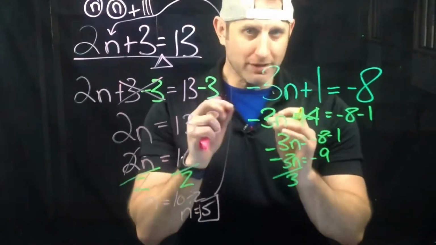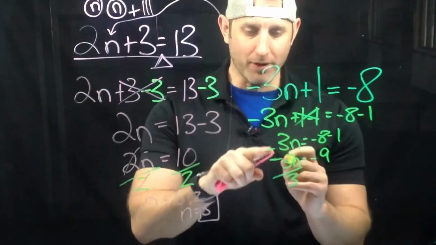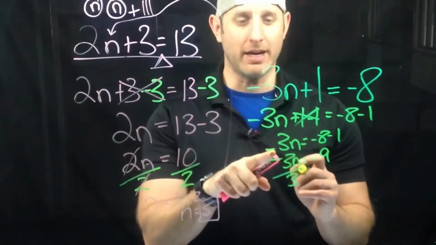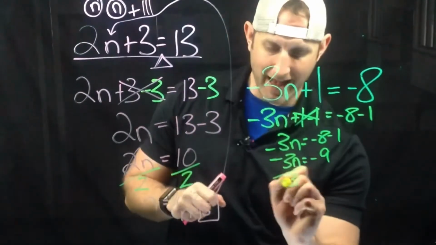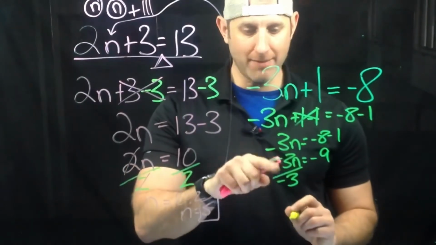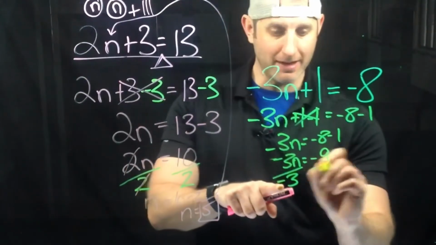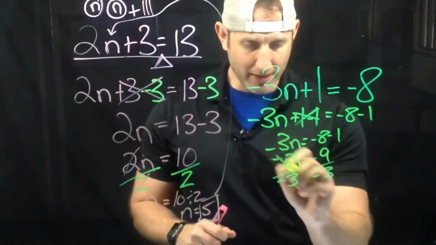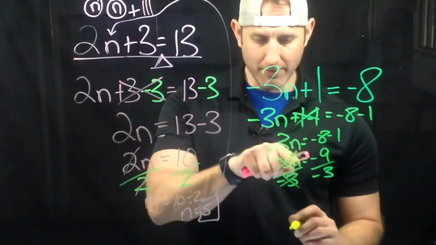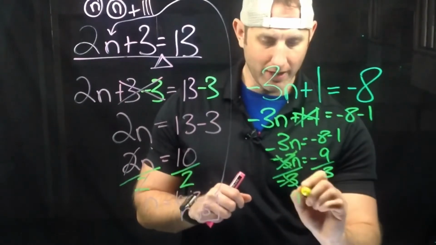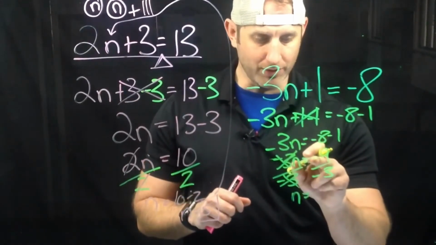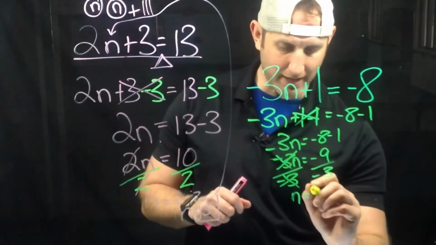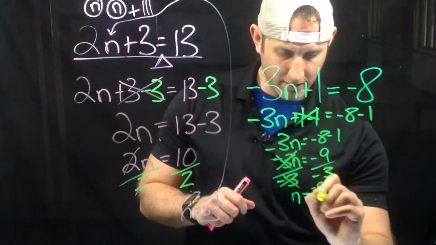I'd rather have $3 than owe $3. So when you're dividing, it's important to remember to look for that negative sign. If it's there, you're going to add it there as well. So divide by negative 3, and then divide by negative 3 on the other side as well. These 3's are going to cancel, leaving me with just n by itself. And n is going to be equal to negative 9 divided by negative 3.